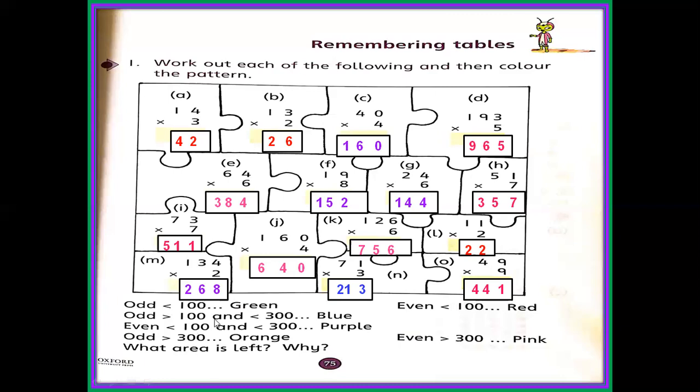Only these are odd numbers greater than 300, that is orange. 965, this is an odd number and greater than 300, orange color. 441, this is greater than 300 and odd, so orange color. 511, greater than 300 and odd, orange. Only these three numbers.